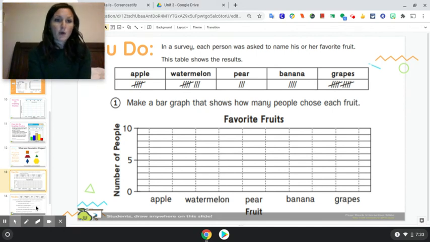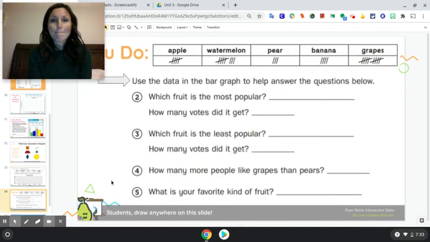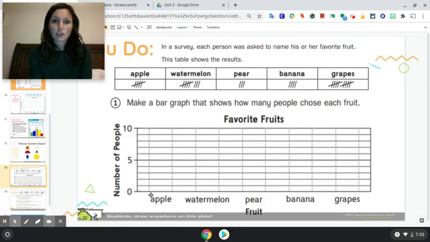Then you're going to answer the questions about that data. So it says use the data to help answer this question. Like which fruit is the most popular? So which one of these had the most tallies? Or when you look at the graph, which one is the highest bar on there?